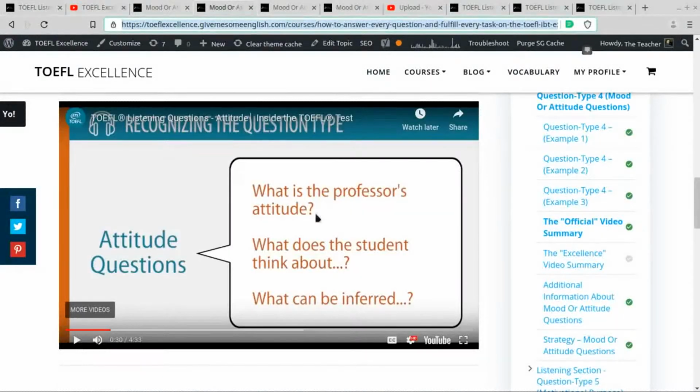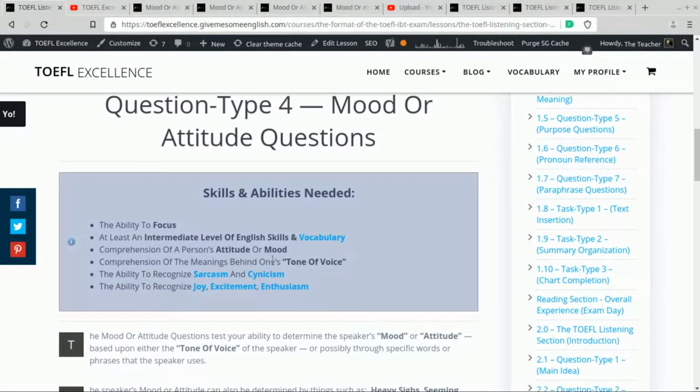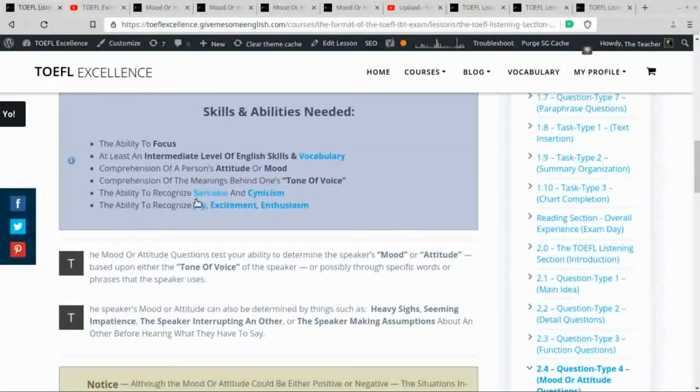As they have with the example, the question types start with, what is the professor's attitude? What does the student think about? Now here they say, what can be inferred? Well, what they're referring to is inferred by someone's statement. And that statement will usually have something about a tone of voice or some sort of expression, which could express sarcasm or cynicism. It could express joy, excitement, enthusiasm. That's the part that's a little bit hazy.